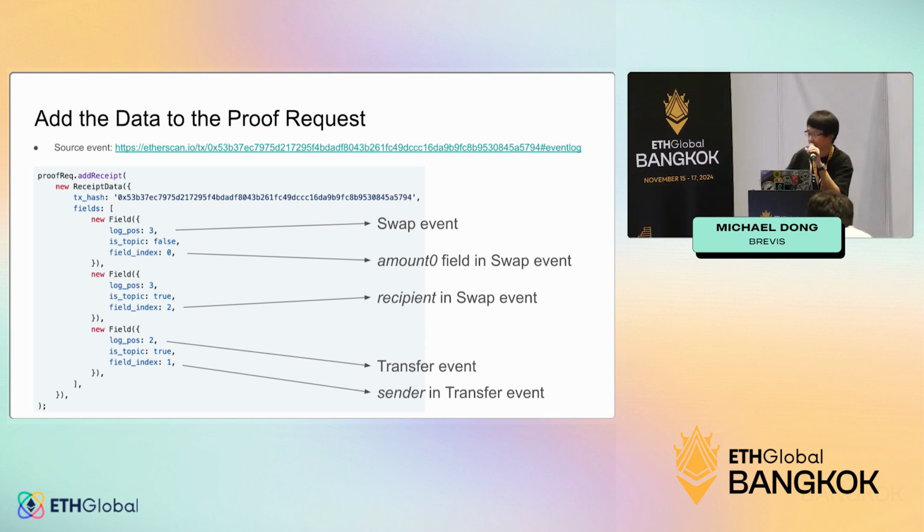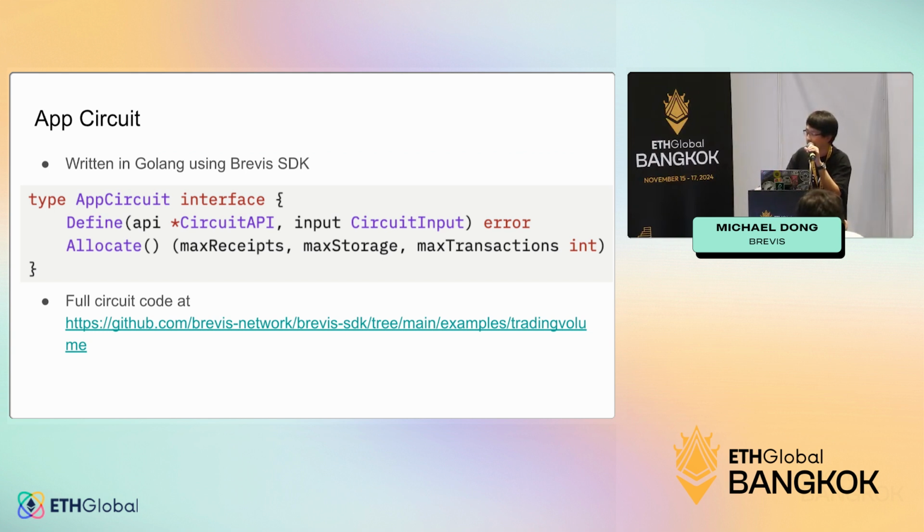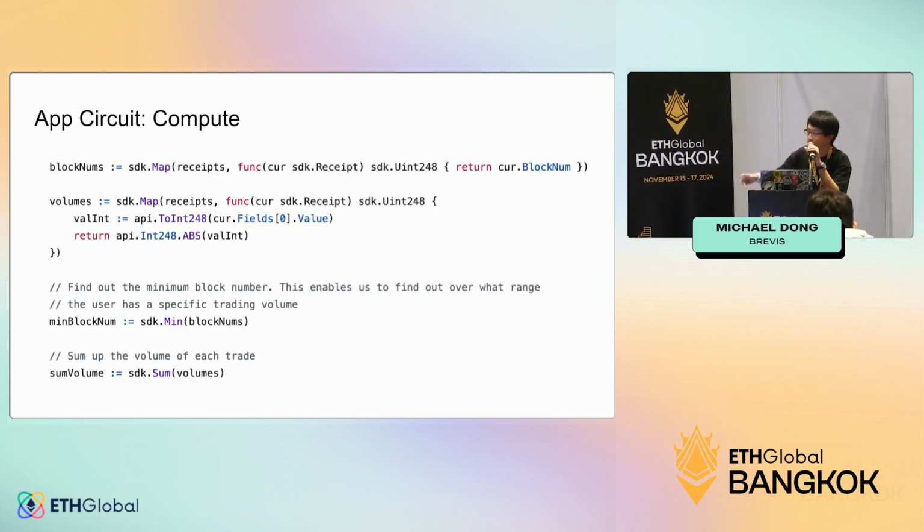So that was the part about providing the data. If you're using TypeScript, this is going to be done in TypeScript. The actual circuit, we still have to use Golang, and it's not too intimidating. It's pretty simple logic. You have the allocate, and in this case, you don't need any storage or any transactions. You just need the receipts, and you can specify a max number of receipts. I'm not going to go into too much detail on how you use our SDK to execute the logic.